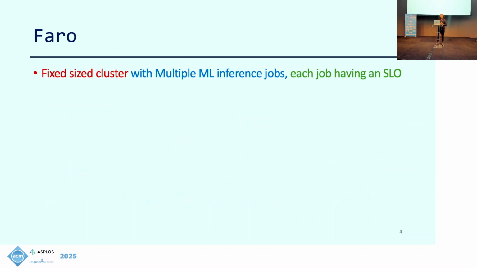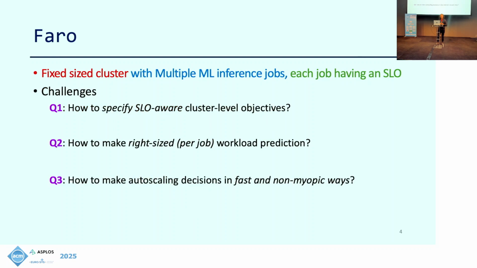So again, the setup here is we have a fixed size cluster with multiple ML inference jobs, and each job has an SLO. The SLO may be different for different jobs, maybe wildly different. We have to address three questions. The first question is, how do you abstract the SLO into some kind of a function so that we can run it into some optimization package?